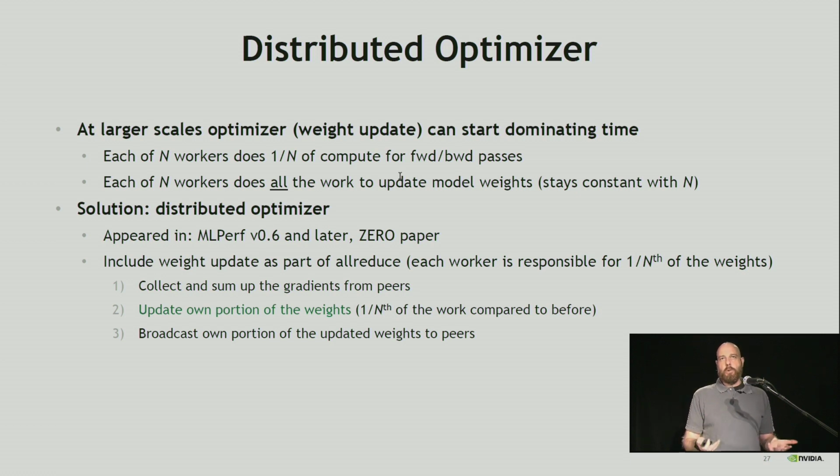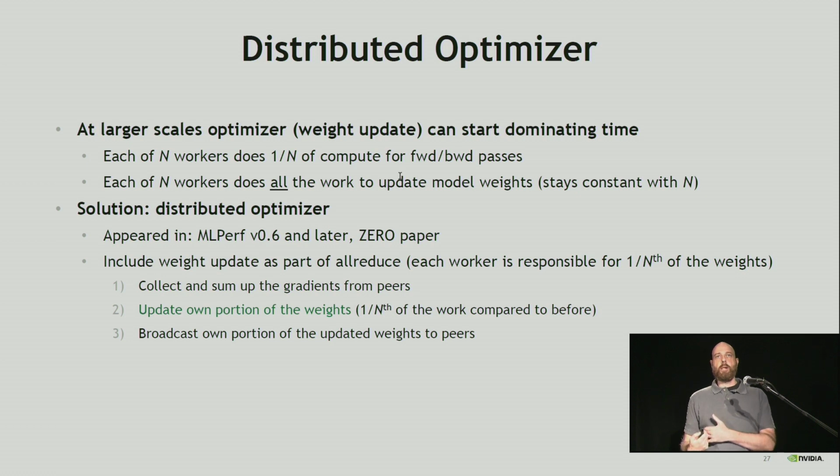And at larger scales, that can lead to weight update dominating that time. Right? If you go to 1,000, 2,000, or 4,000 workers, now each one is doing, let's say, 1/4,000th of the work to do the forward and backward pass, but still does 100% of the weight update. So the solution to that is distributed optimizer.